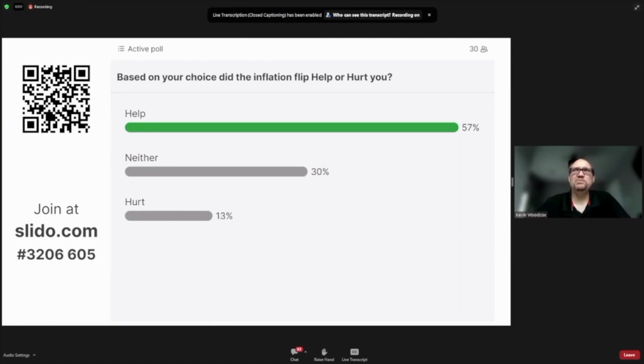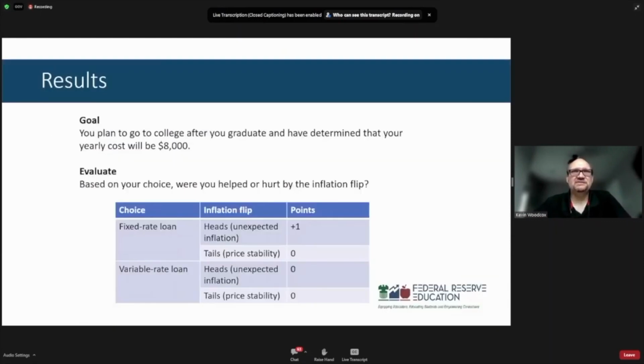So a lot of you were helped by this situation, which is very good. It means you experienced some unexpected inflation, but because you had that fixed rate loan, you were locked in, because we know that fixed rate loans do not change. So if inflation rises, the new rate that exists, say, on a variable loan would be higher. However, you're in a situation where your payment has stayed consistent.